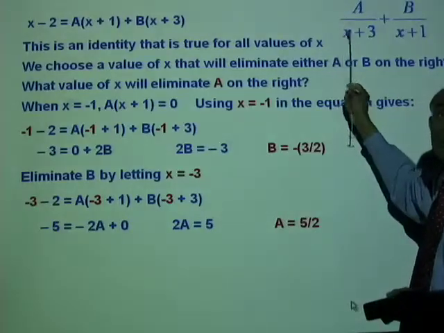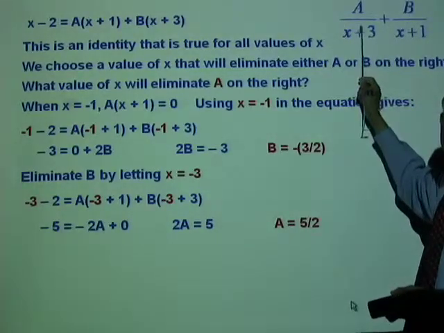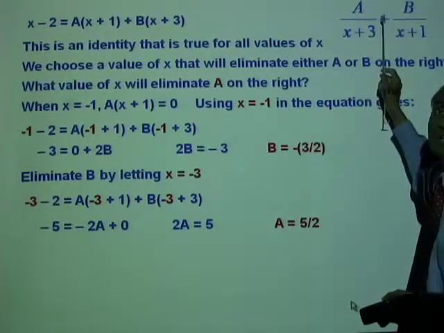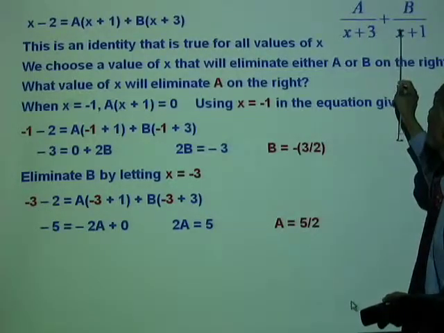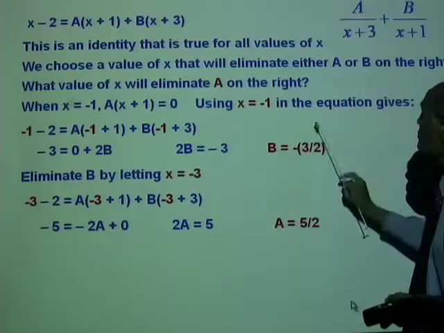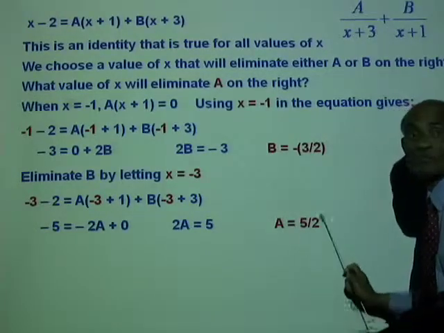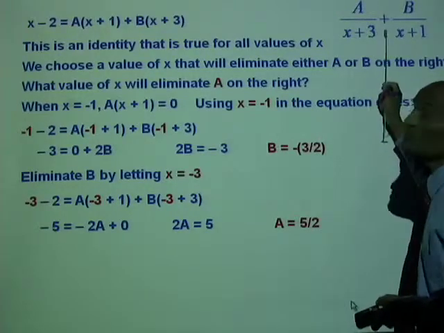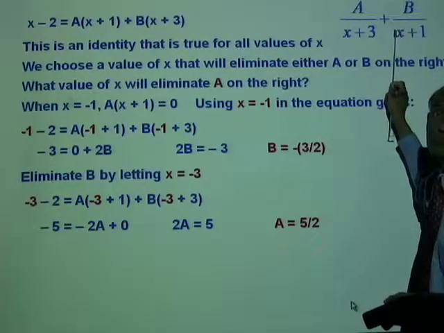So we will go to our expression. Look at the right-hand side. I have that expression there. Our expression is a over x plus 3 plus b over x plus 1. This a gets replaced by 5 over 2. And b gets replaced by negative 3 over 2. So what will this become?